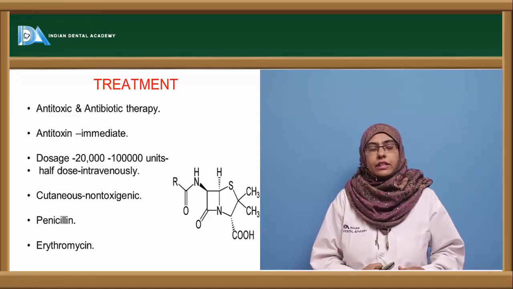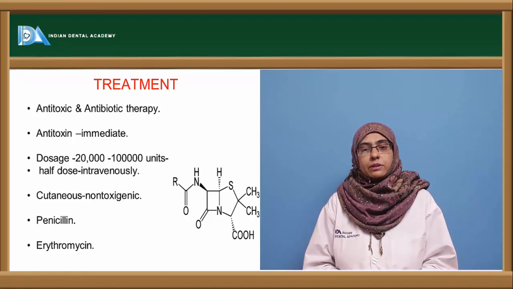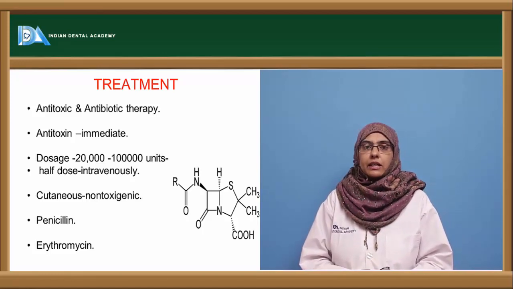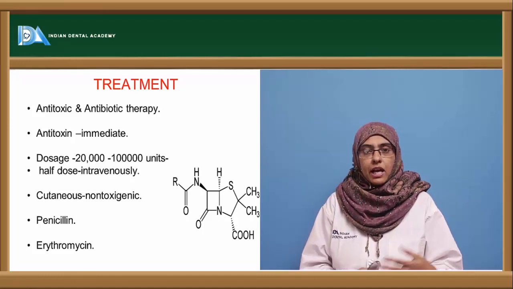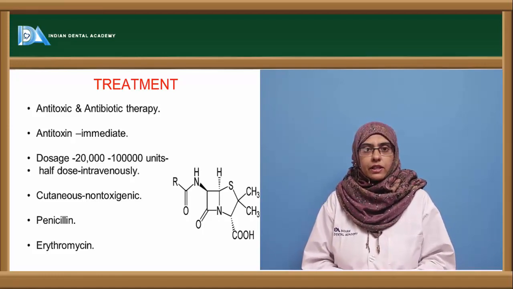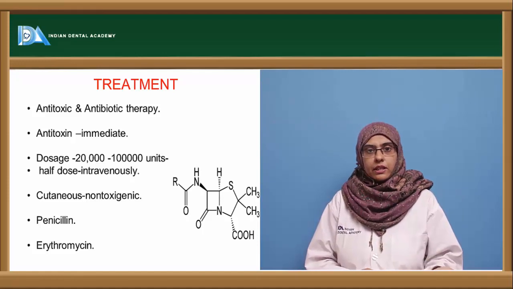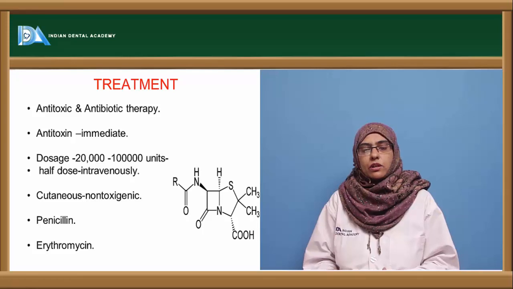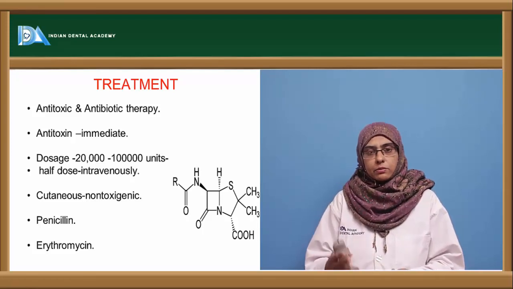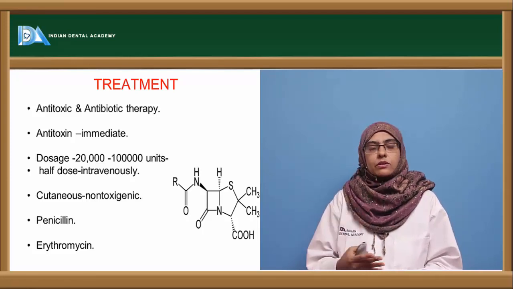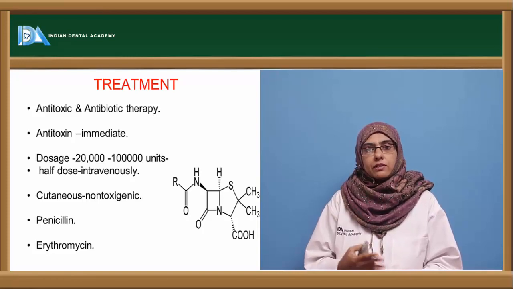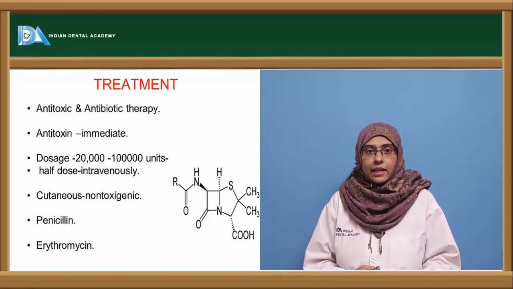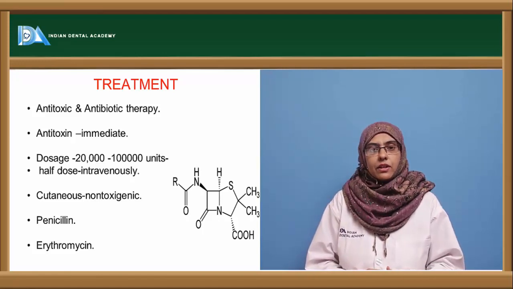And coming to the treatment aspect, this organism is highly sensitive towards different types of antibiotics and can be treated by antitoxin or antibiotic therapy. Antitoxin, as we have already discussed, means the different antitoxins produced either with active immunization or passive immunization, and that is given immediately as soon as there is suspicion of involvement of the organism. The dosage is around 20,000 to 1 lakh units, half of which is given intravenously.